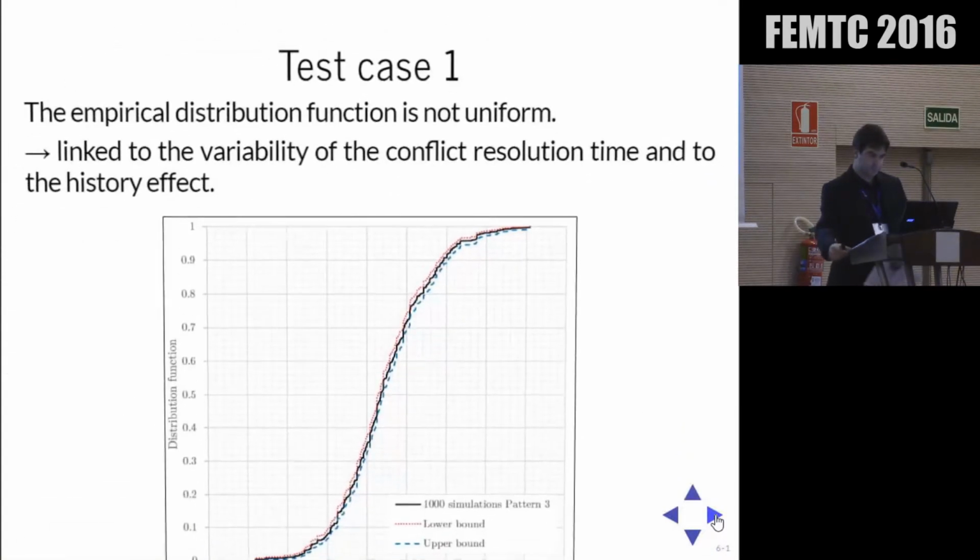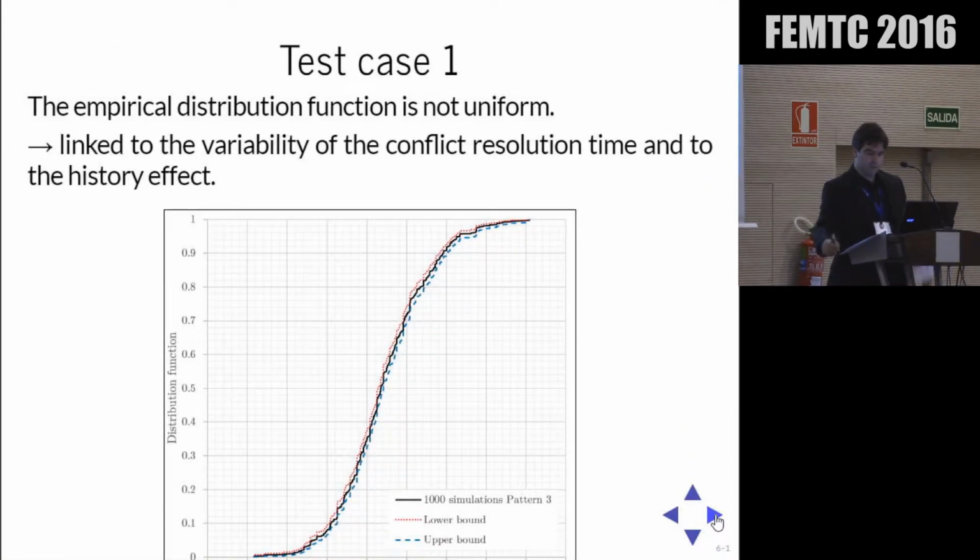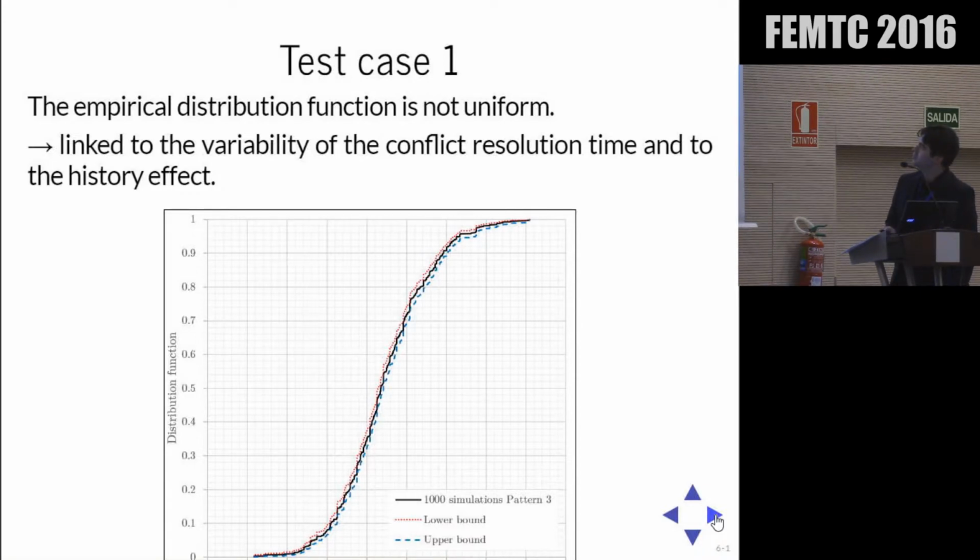Then, this figure shows the empirical distribution function, and it is obvious that the empirical distribution function is not uniform. It is linked to the variability of the conflict resolution time and to the history effect. I call history effect the consequences of a conflict which leads to another conflict and so forth.